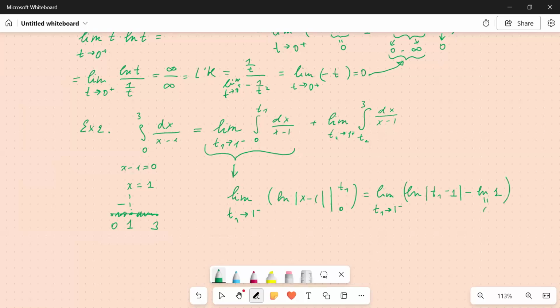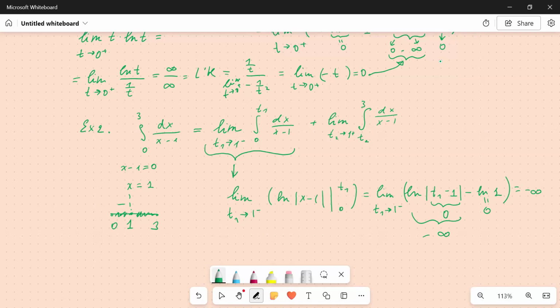So guys, what do we have? This one equals 0. t1 actually goes to 1. What is going to be ln of 1 minus 1? Well, it's going to be ln of 0, which goes to negative infinity, which means that the integral is going to be equal to negative infinity.